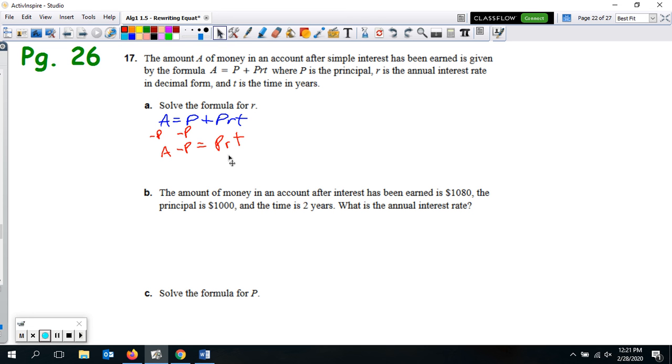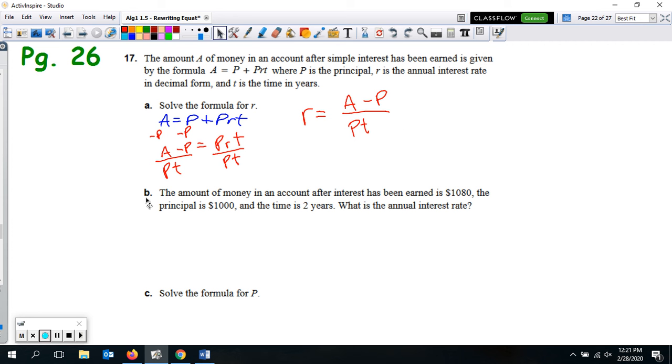And now I need to undo the P and the T because I'm solving for R. So undo P and T, divide both by P and T. So the P's cancel and the T's cancel. Leaves me with R by itself now, and R equals this big fraction right here. It's kind of the ugly fraction of A minus P over PT.